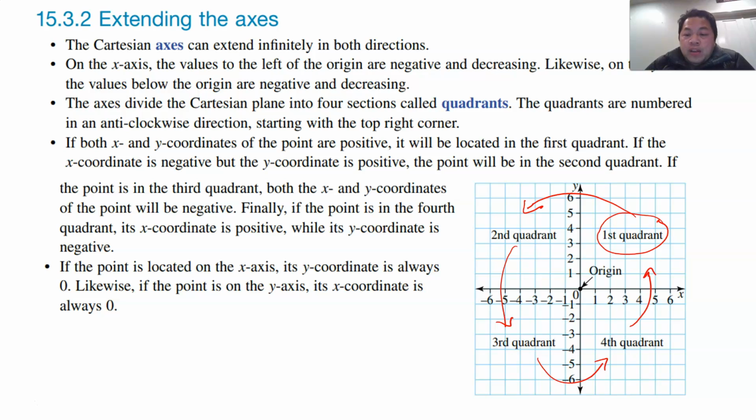Only the first quadrant you have positive numbers for x and y. The second quadrant is negative x, positive y. The third quadrant is the one whereby you have both values being negative, means x value is negative, y value is also negative. And the fourth quadrant, you have x value being positive, y value being negative. Just bear that in mind. You need to know this and you will be quizzed on this.